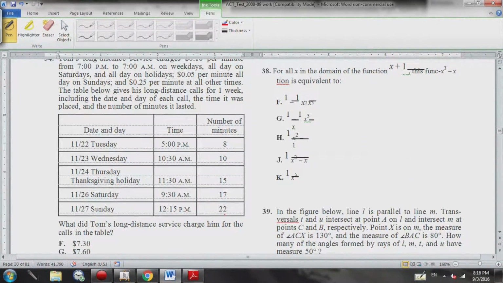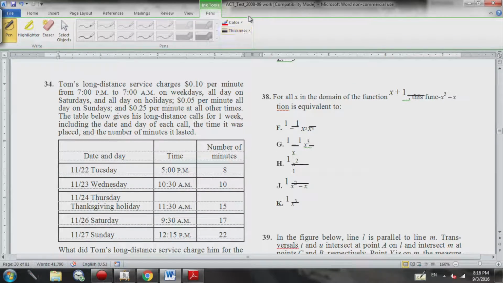This question, on the other hand, number 34, is a gigantic waste of time. Probably not, but I'm just saying it's a pain. But anyway, let's read it. Tom's long-distance service charges him 10 cents per minute. If he's patient and calls people at night time, from 7 p.m., it is going to charge him this much. It's on all weekdays and all Saturdays and all holidays.